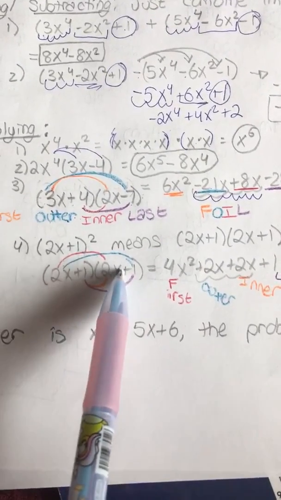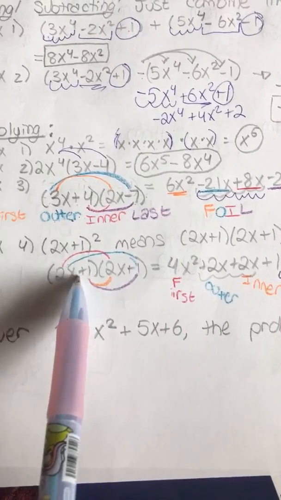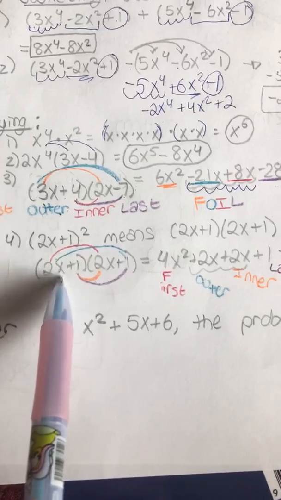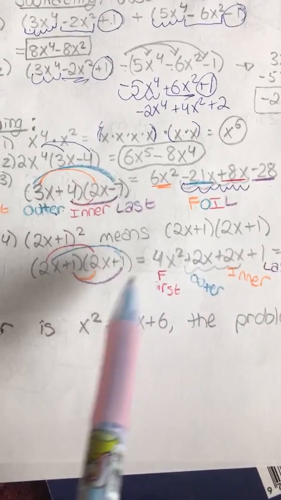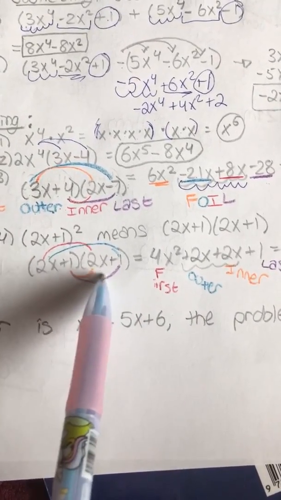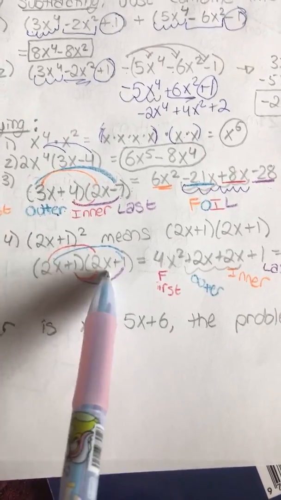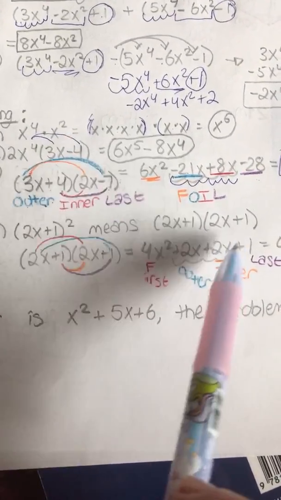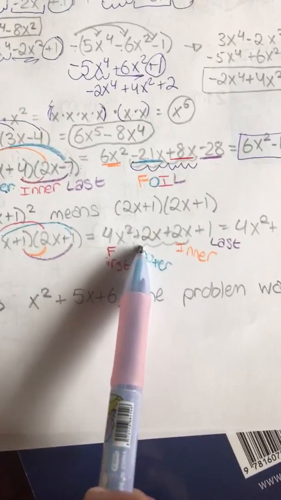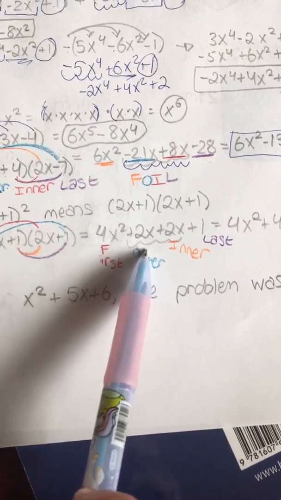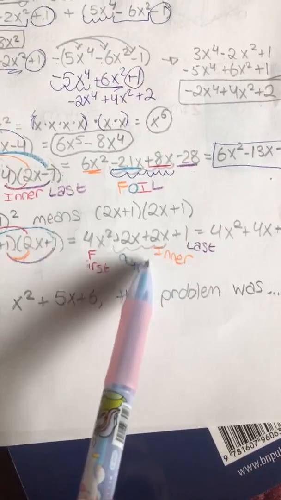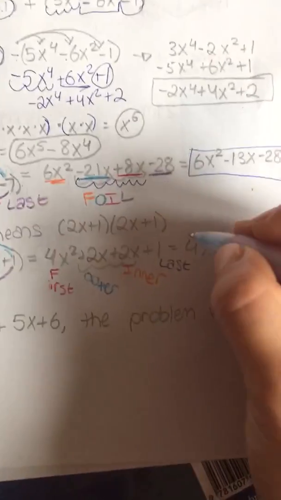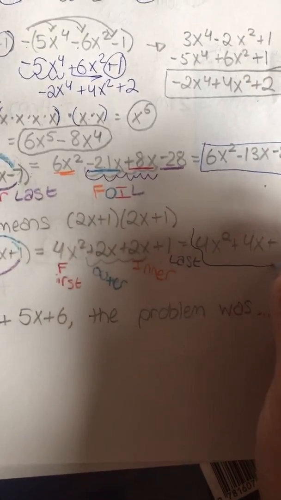So 2x times 2x, 2 times 2 is 4, x times x is x squared. First, outer, 2x times 1 is positive 2x. Same thing happens on the inner, 2x times 1 or 1 times 2x is positive 2x again. Then your last, 1 times 1 is 1. And then just like we did in example 3, combine your outer and inner in the center, your like terms, and that gives you 4x in the center. So this would be your final answer.